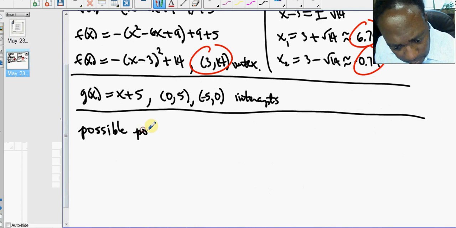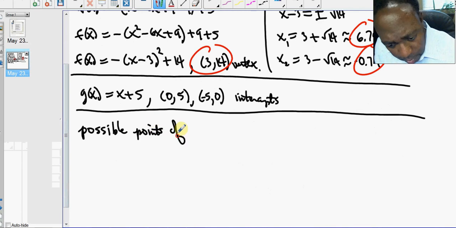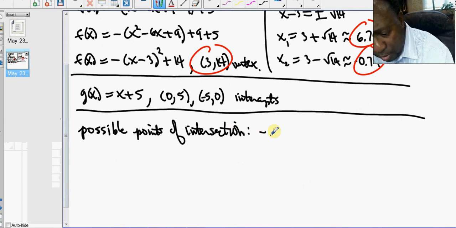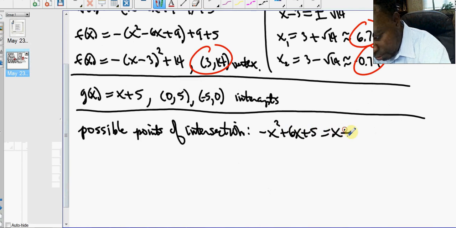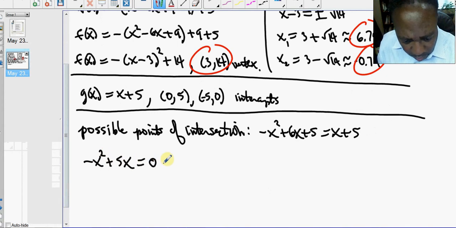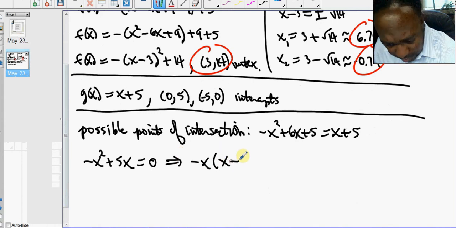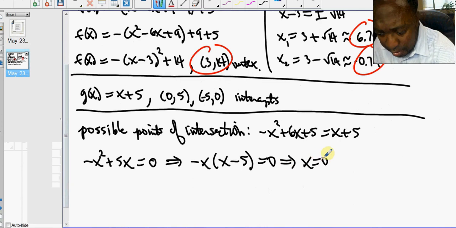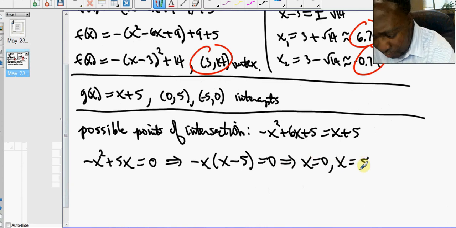possible points of intersection. So we set the two equations equal. Negative x squared plus 6x plus 5 is equal to x plus 5. We solve, so we get negative x squared plus 5x equal to 0. We factor out a negative x. We have left x minus 5 equal to 0. That implies x equal to 0, x equal to 5.